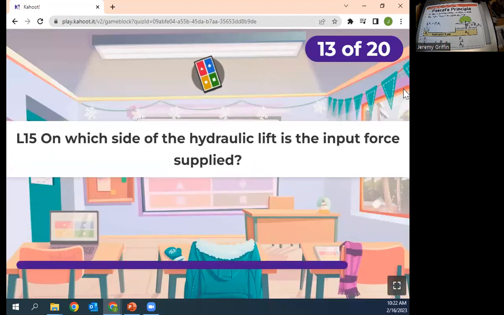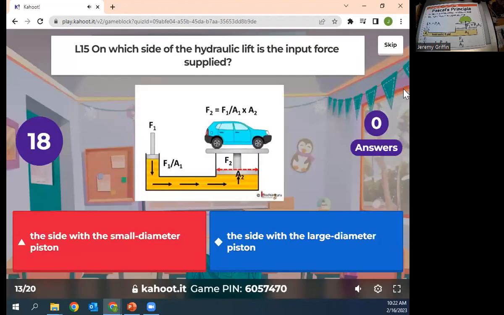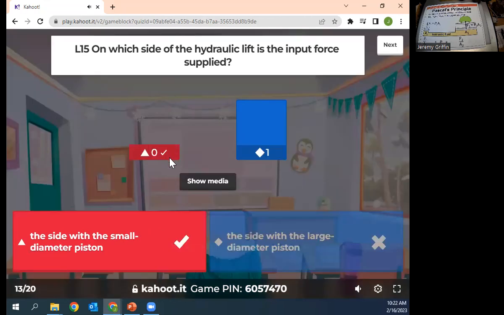Which side of a hydraulic lift is the input force supplied? Do you press down on the small side or the large side? How do you lift the car? The car goes on the large diameter piston, and you press down on the small diameter piston to lift the car, right? Just like the picture showed.